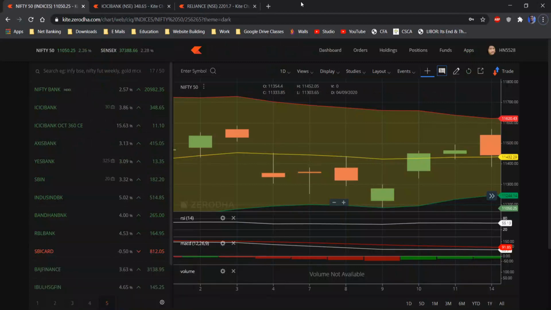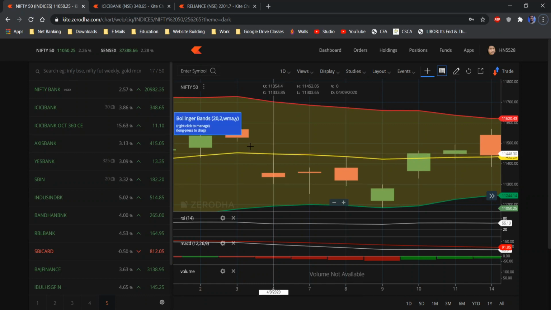Before we move forward, let me show you another example of market risk, systematic risk. Here you can see on 3rd September, Nifty was at 11,600. 11,585 was the day's highest, almost 11,600. From 3rd September, 4th, 5th, 6th, 7th and 8th September, it came as close as 11,300, even less than that. 11,290 was the lowest.